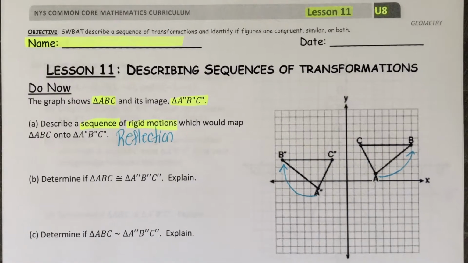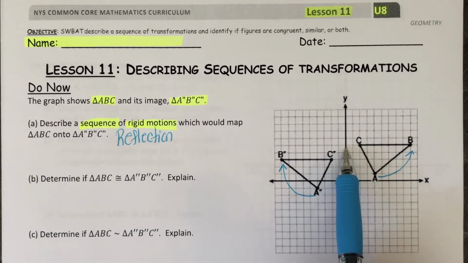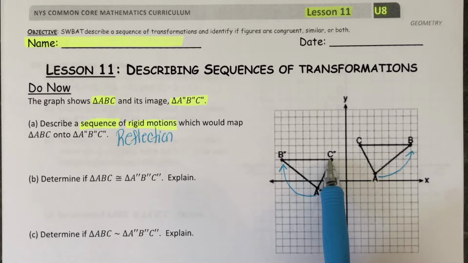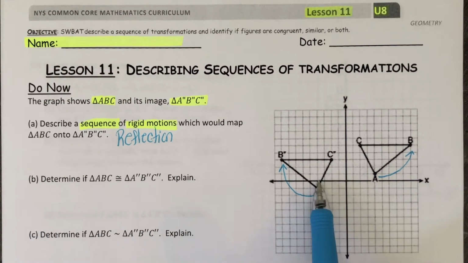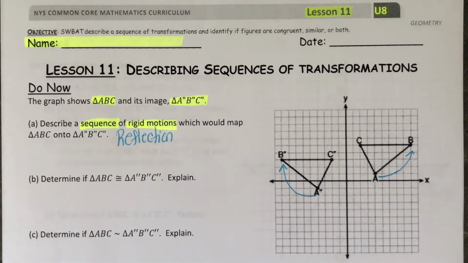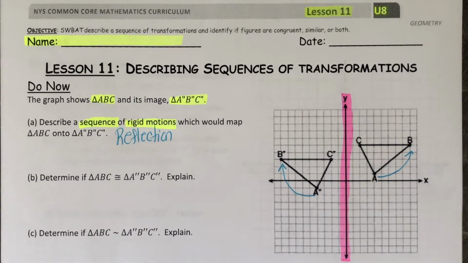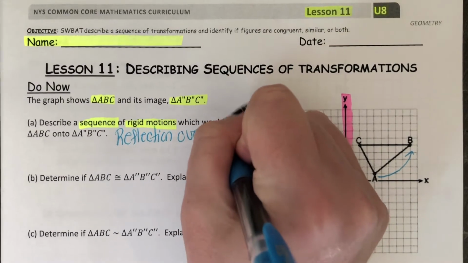Now I have to figure out what line I'm reflecting over, because I'm always reflecting over some type of line. If I look at the y-axis, just because it's already in the middle, if I go 2 units to the right, I get C, and if I go 2 units to the left, I get C double prime. Same thing, 4 units to the right I get A, 4 units to the left I get A double prime. So it looks like the line of reflection is the y-axis. I'm going to highlight that and fill it in on the side. That's my first transformation: a reflection over the y-axis.